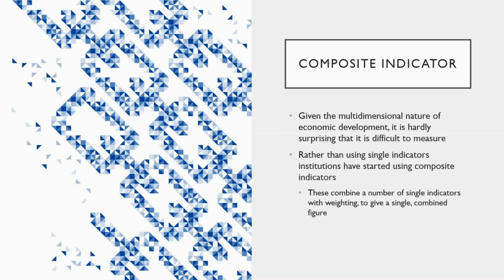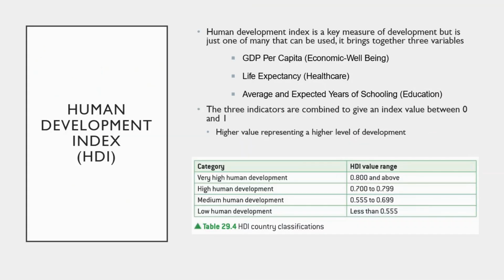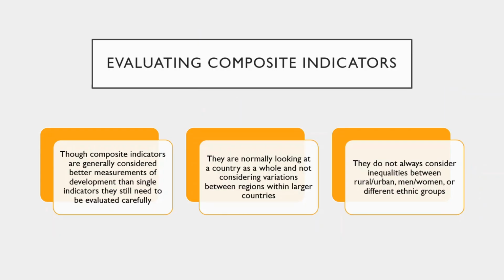Given the multidimensional nature of economic development, it's hardly surprising that it's difficult to measure. Rather than using single indicators, most countries start to use composite indicators. They are usually more accurate. The most important one is the Human Development Index. This looks at GDP per capita, life expectancy, and average and expected years of schooling, so education, healthcare, and economic well-being. And it measures all of them, and it gets a score from 0 to 1. The higher you are, the higher developed you are. You do need to know the HDI, and you need to know how it's measured.